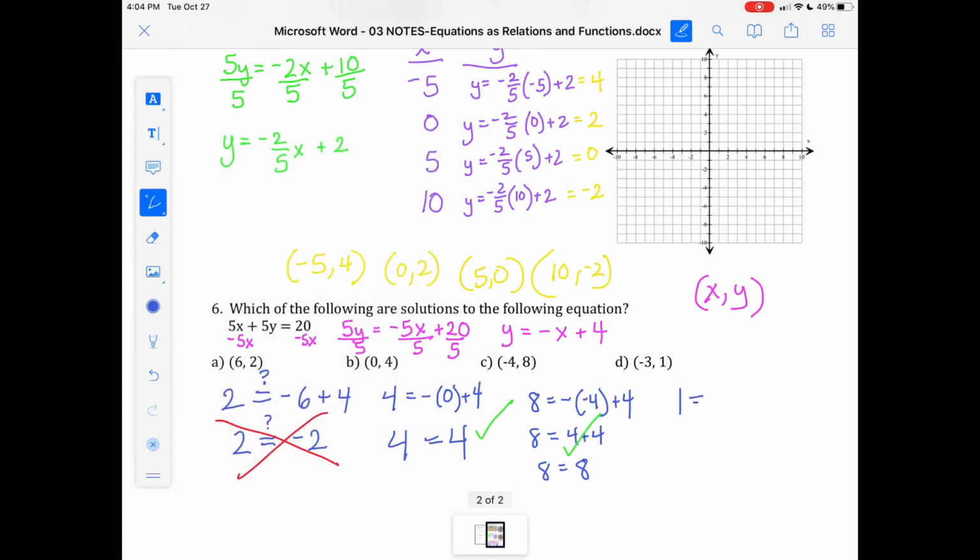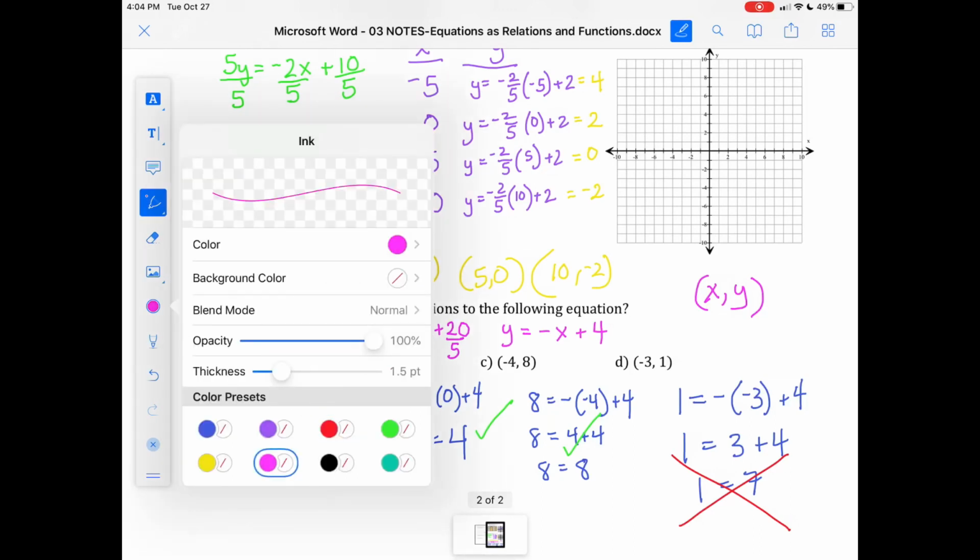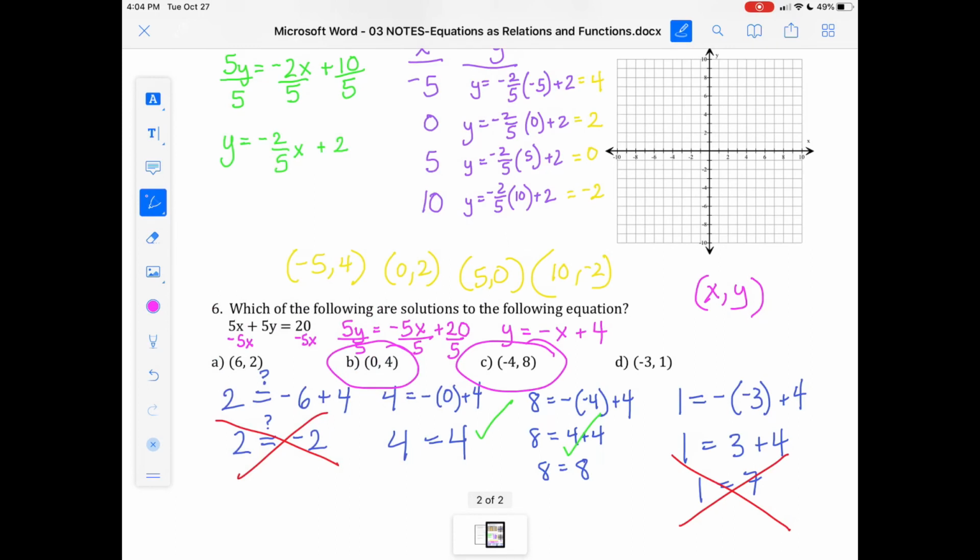Lastly, we try the ordered pair negative 3, 1, and we end up with this statement, which simplifies to this, which we know isn't a true statement. So the only solutions are B and C. Those two ordered pairs are on that line. Those two ordered pairs are solutions to this equation.